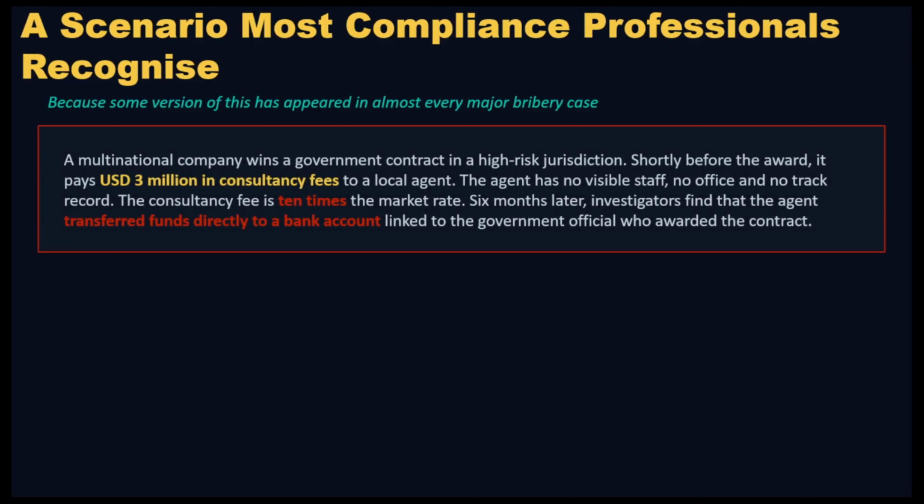I want you to read it carefully because every element in it is deliberate. Let's say there's a multinational company. They've won a government contract in a high-risk jurisdiction. Shortly before the award, it pays USD 3 million in consultancy fees to a local agent. The agent has no visible staff and no office. The consultancy fees they received are 10 times the market rate. Six months later, investigators find that the agent transferred funds directly to a bank account linked to the government official who awarded the contract.